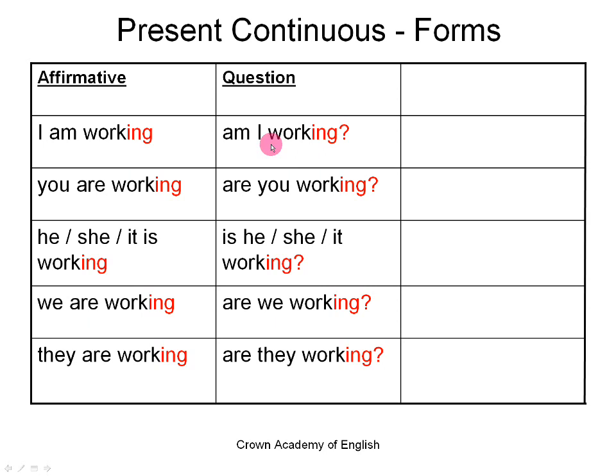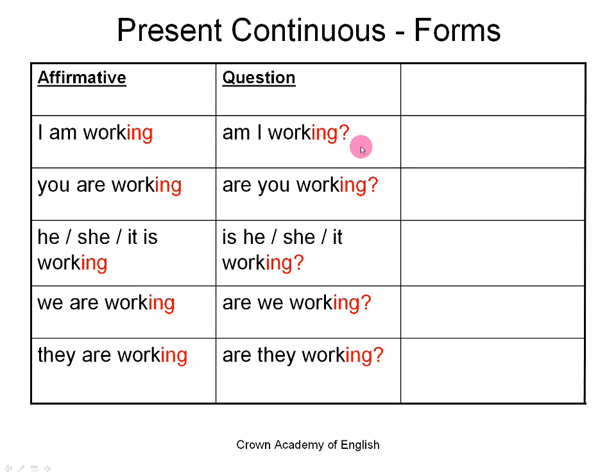And as you can see, it's very simple to go from the affirmative to the question form. We simply reverse the verb to be part. So we reverse the two words which come from the verb to be. So I am becomes am I, and you are becomes are you, etc., etc. And obviously at the end, when we write it, we write the question mark as well to show that it's a question.